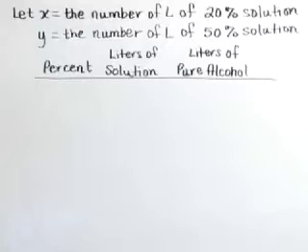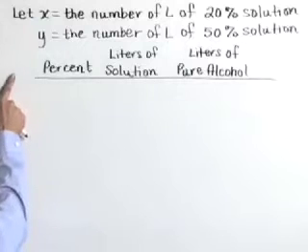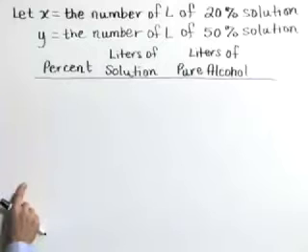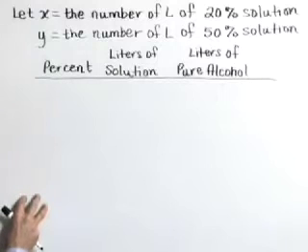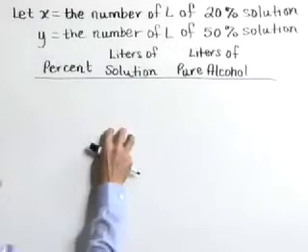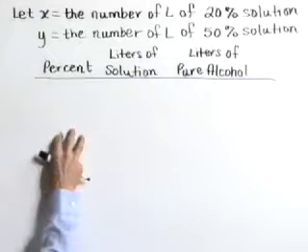We've completed step 1. We've read the problem carefully. In step 2, we'll define our variables. Let x represent the number of liters of 20% solution, and let y equal the number of liters of 50% solution. In order to write a system of equations here to solve for x and y, I'm going to need to organize my information in a table first.